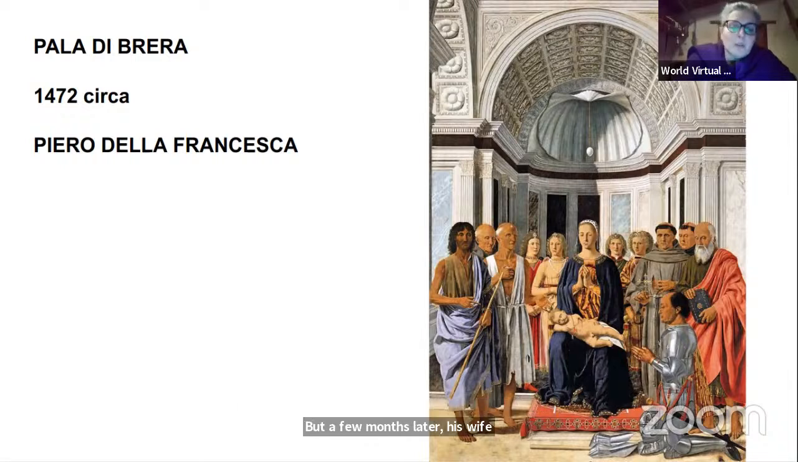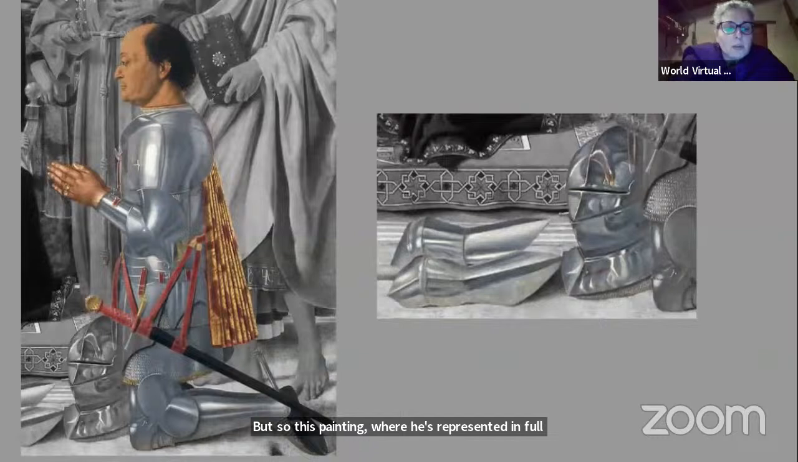So sometimes this painting is also interpreted as, the baby is really prominent. So could this be a kind of homage to his wife, and also to thank for the son? That is something that is now not really part of this presentation. But when you talk about Piero della Francesca, you have to talk about this painting, of course. This painting, where he's represented in full armor in this case. And the armor is beautifully represented.